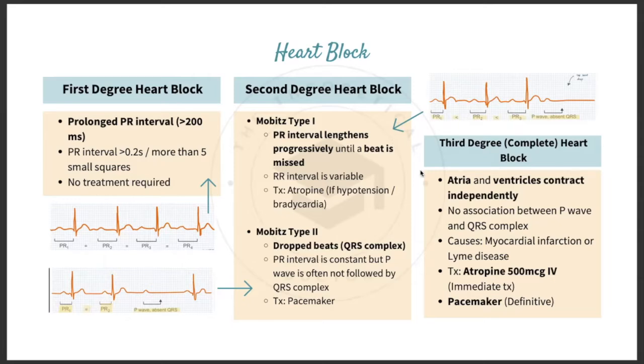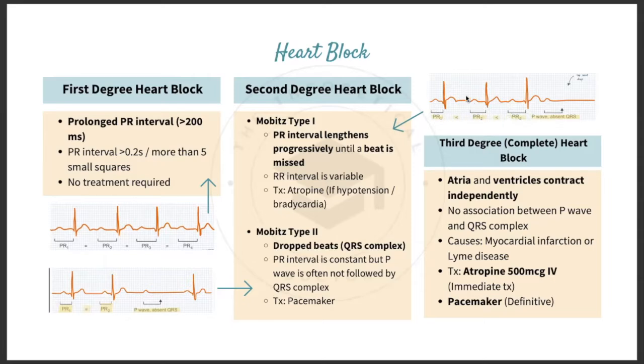In second degree heart block, as I mentioned earlier, there are 2 subtypes. There are Mobitz type 1 and Mobitz type 2. So in Mobitz type 1, remember in first degree heart block, we were talking about the PR interval? Okay, in Mobitz type 1, the PR interval lengthens over time. Basically, it just keeps getting longer and longer.